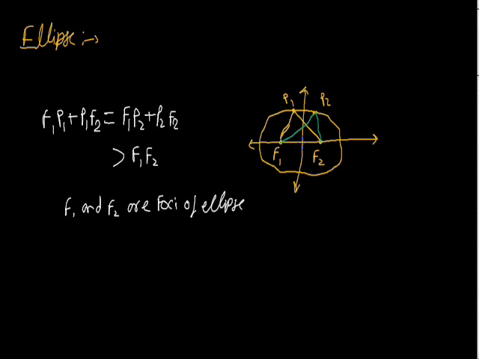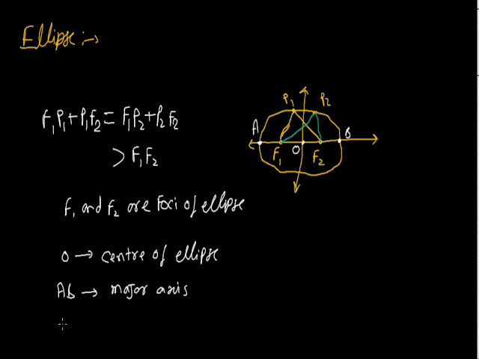Here this point is point O, and we can say O is the center of ellipse. AB, if this point is A and this point is point B, so we can say AB is major axis of ellipse, and CD, suppose this point is point D and this point is point C, so we can say CD is minor axis of the ellipse.